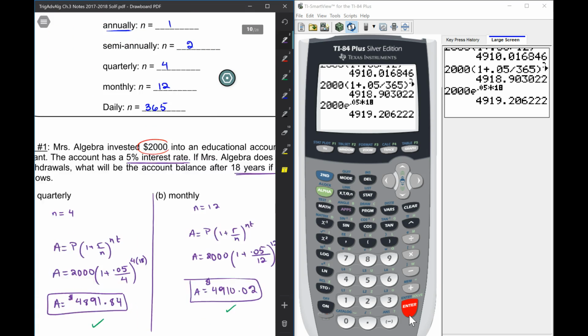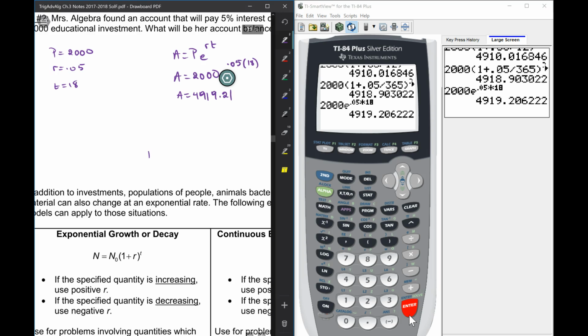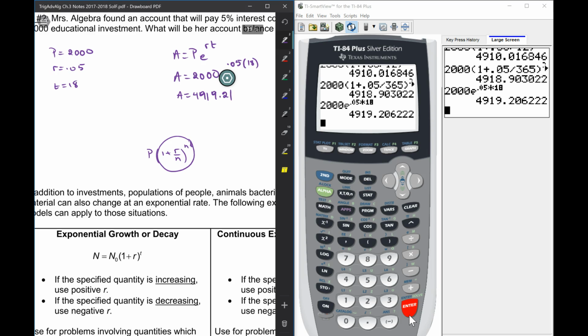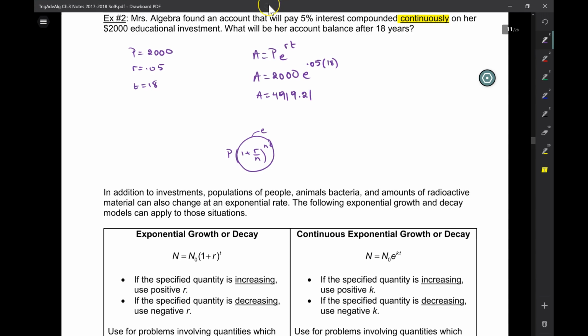Here, in the other one, we had P times 1 plus r over n to the power of nt. As n gets infinitely large, this levels off to 2.718, blah, blah, blah. What number is that? e. That's how we can take that out and put in an e. So it caps off after a while. It levels off. Isn't that cool? Math is so cool.